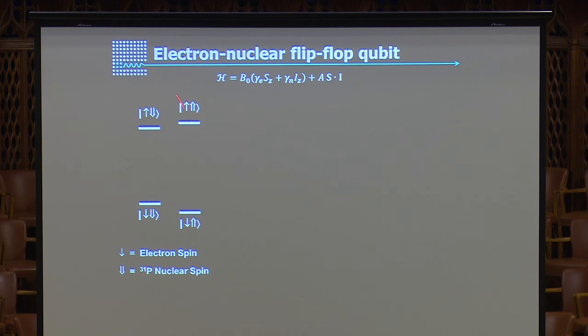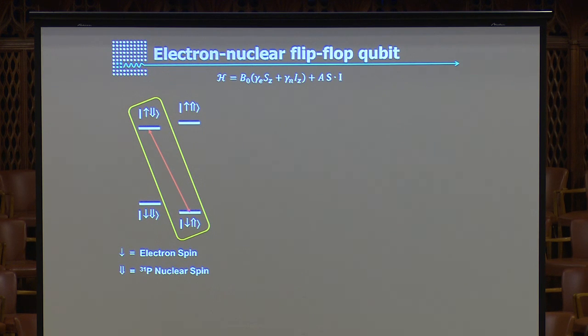Okay, so first of all, these are again the 4 states of the phosphorus donor. I normally would say, if I make an electron qubit, I fix the nuclear state, let's say spin down, and these are my 2-qubit states, or I fix the electron down and these are my 2 nuclear qubit states. What if I take this pair of states as my qubit states? I call it the flip-flop qubit.